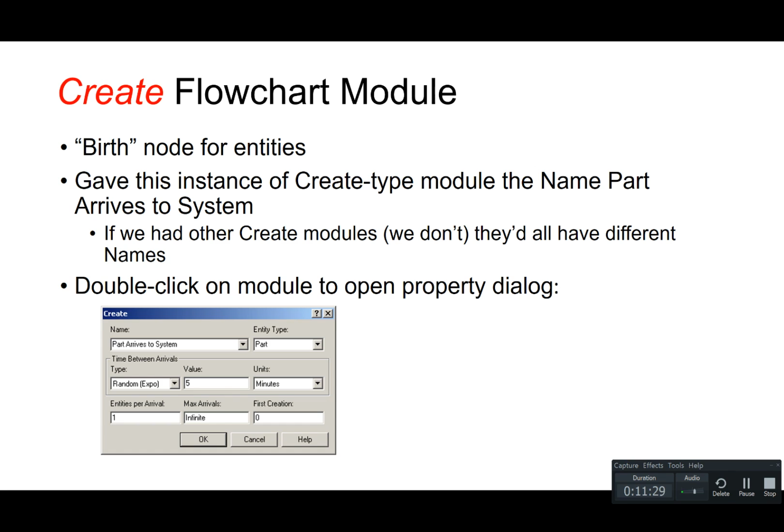To create the flowchart model, you first give the birth node for the entities. We gave this the instance of create type module the name part arriving to the system. If we had other create modules, which in this case we don't, they would all have different names. Again, we're starting with a simple model. However, as you get more complicated, you have to make sure to give them independent names so the software knows that it's something different. Double-click on the module to open the property box, and you can see the information included below.